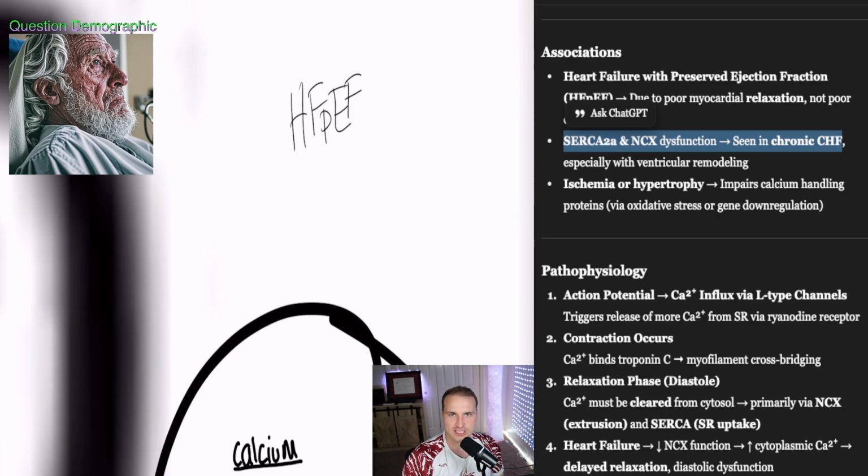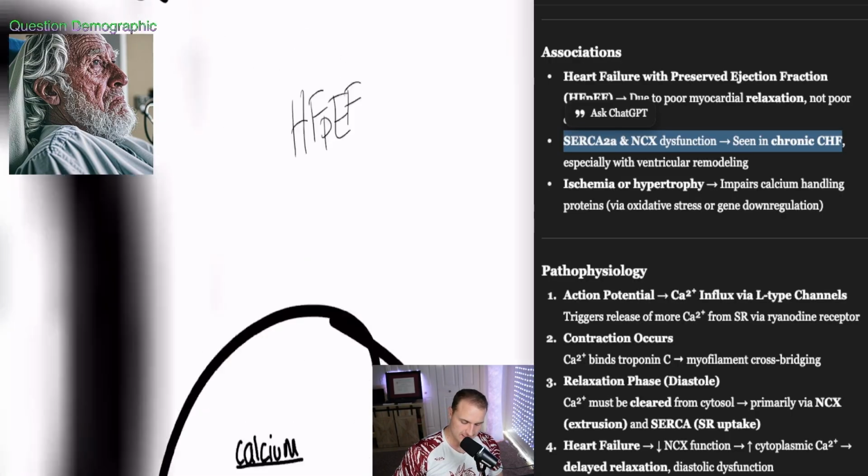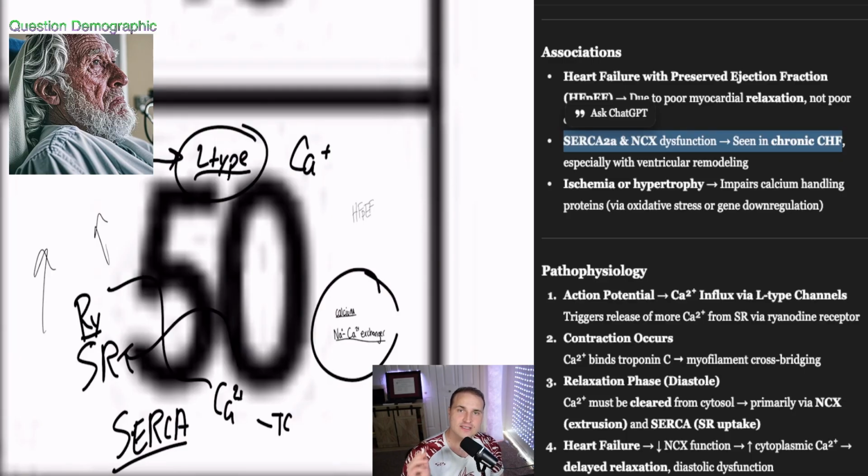After contraction, the calcium must be removed. It has to be. And that's mainly done by what? How is this done? By the sodium-calcium exchanger. It pumps the calcium out in exchange for sodium coming in. And that's how you restore the baseline before you can actually start the next beat of the heart, right?